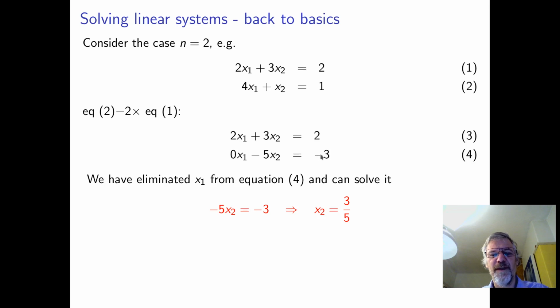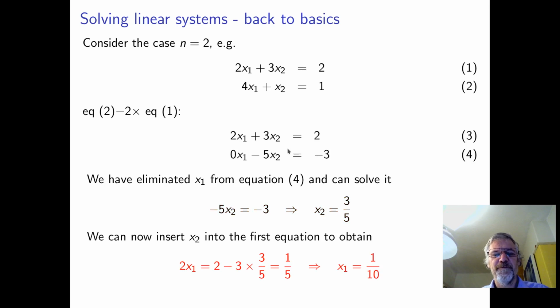Just notice the minus on both sides. And then, given we've got x2, we can find 2x1 is 2 take away 3 times x2, which is 3 over 5, which is just a fifth. So x1 is a half that, and x1 is a tenth. And of course, we should put it back in and do our fractions calculation here to check that this works.